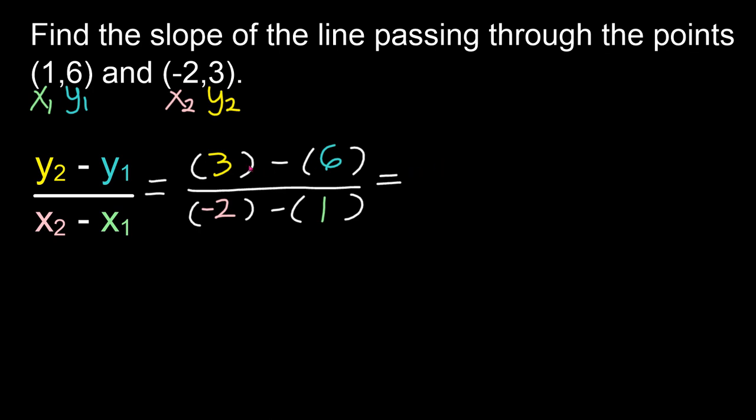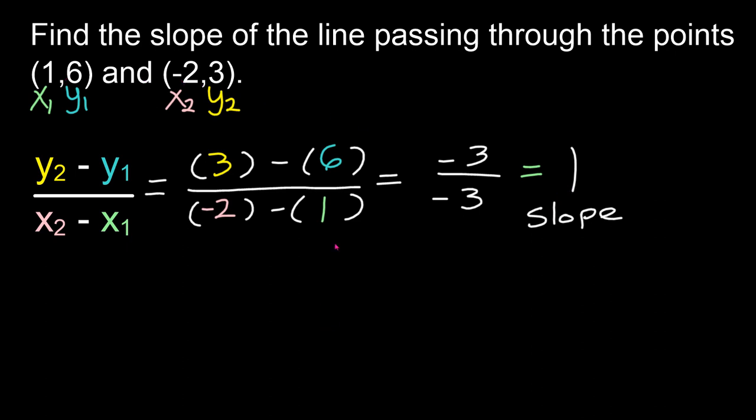So we get 3 minus 6. We'll get a negative 3 on top in our numerator. And then in our denominator, negative 2 minus 1, we'll get also a negative 3. And then we have a negative 3 divided by a negative 3, and that becomes a positive 1. And that would be our slope. The slope of the line passing through these 2 points is 1.